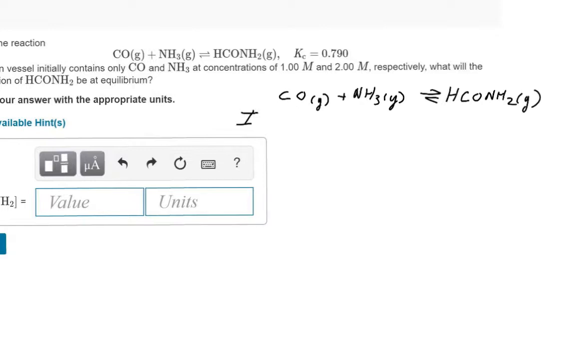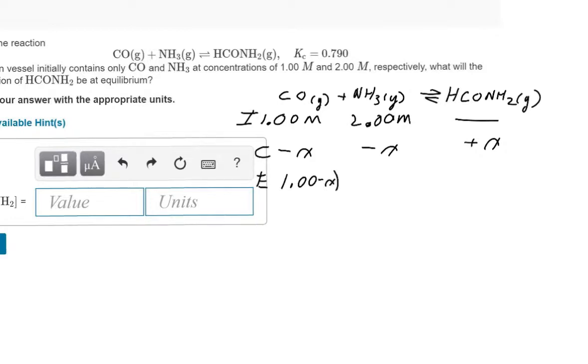All right, my initial amounts they gave me are 1.00 for my carbon monoxide and 2.00 for my ammonia, and nothing for my product. So my change has to be, notice they react in a 1-to-1 ratio, that makes life easy, minus x, minus x, plus x. So at equilibrium, my concentrations would be 1.00 minus x, 2.00 minus x, and x.